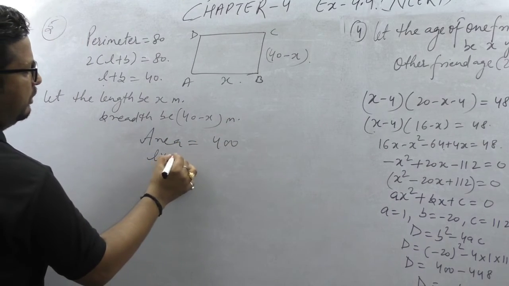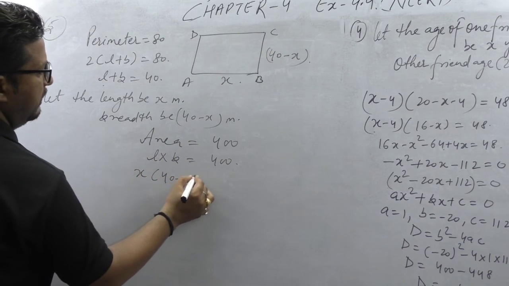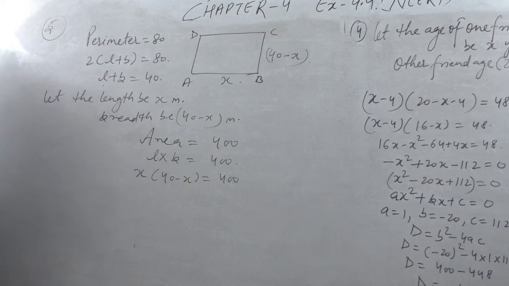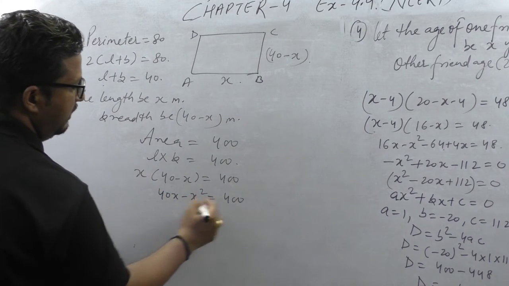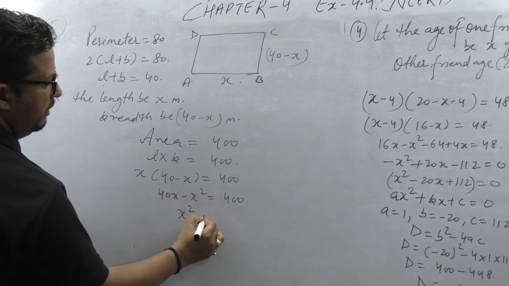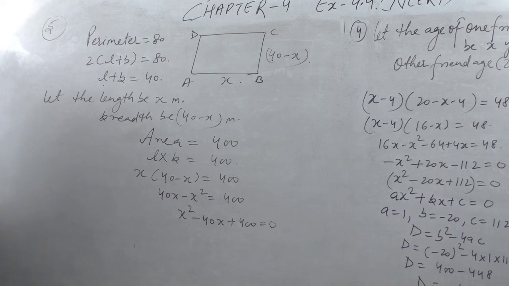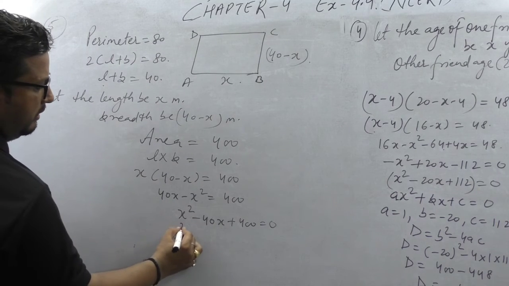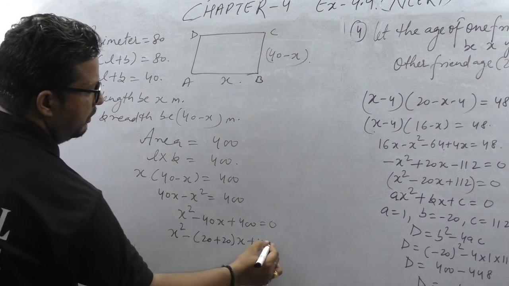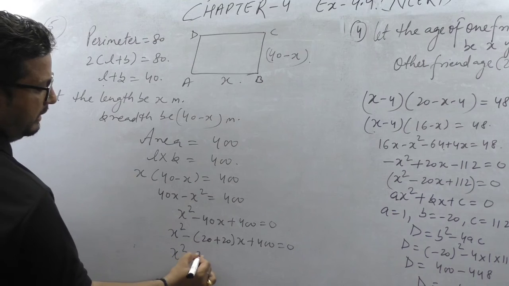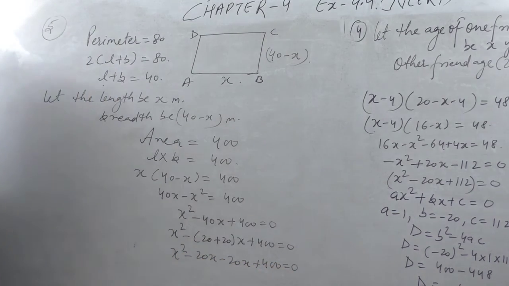You already know the area formula is L into B. Here the length is x and the breadth is 40 minus x. Now we have to check whether the factors are possible or not. So 40x minus x square equal to 400. If I shift this to the other side, x square is positive: x square minus 40x plus 400 equal to 0. So yes, factors are possible because we know 20 times 20 is 400. So we can write x square minus 20x minus 20x plus 400 equal to 0.